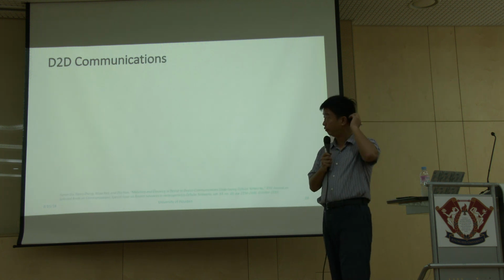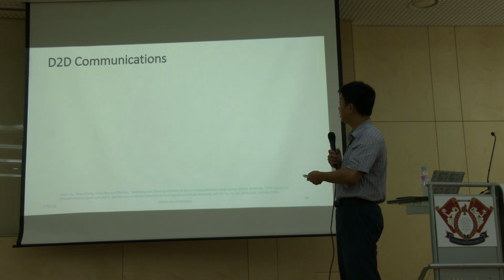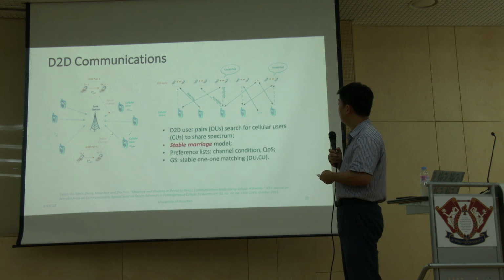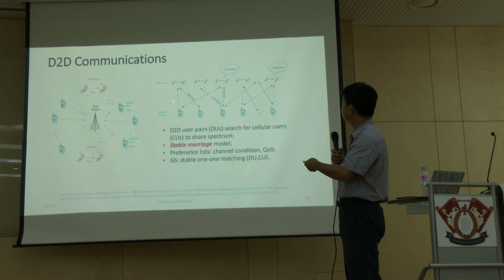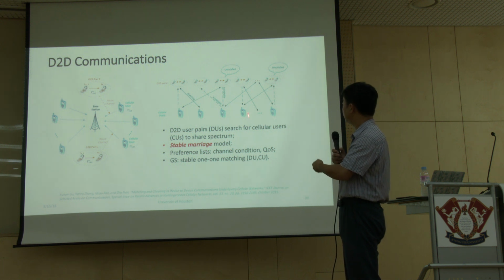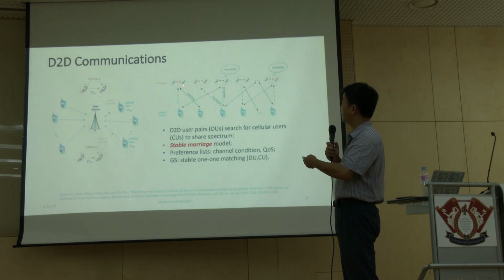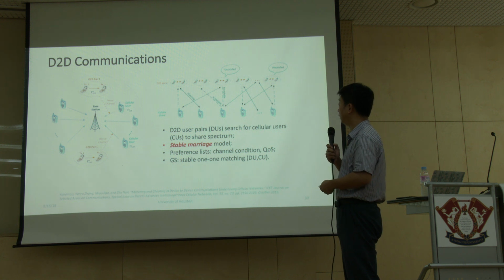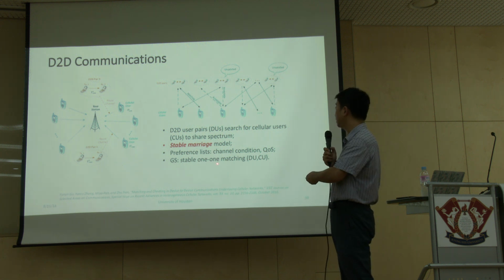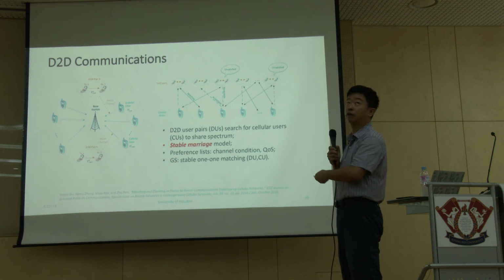The third example we want to talk about is D2D communication. We have D2D communication, and we want to match the D2D communication with the cell phone users, such that the network performance is improved and the interference is low enough. For this one you can typically use the GS algorithm, very straightforward, to match the D2D users to the cell phone users.